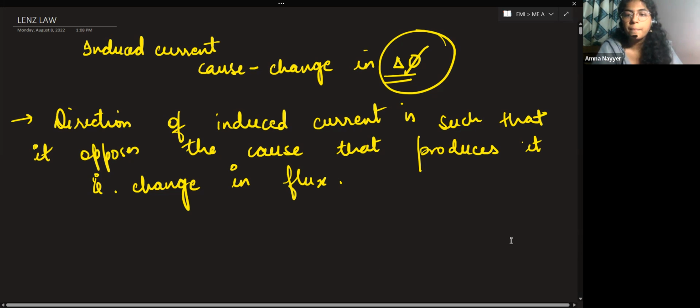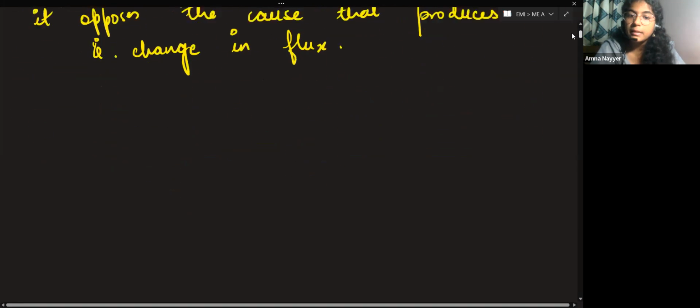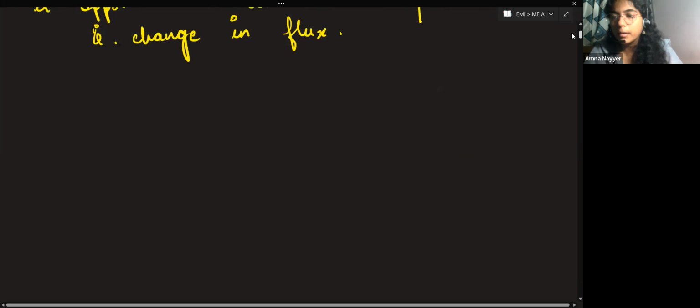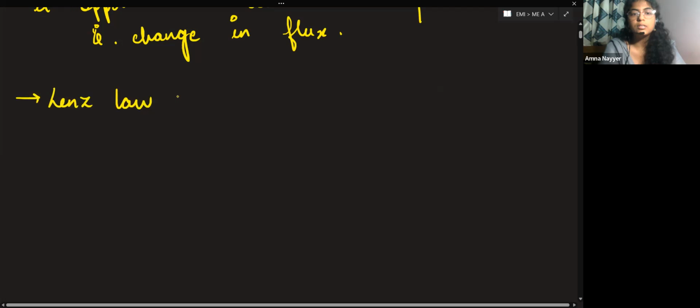You will see. One more thing, a statement that also comes: Lenz law is in accordance with the law of conservation of energy. Lenz law is in accordance with it because work is done there. Work is done to overcome the force of attraction.